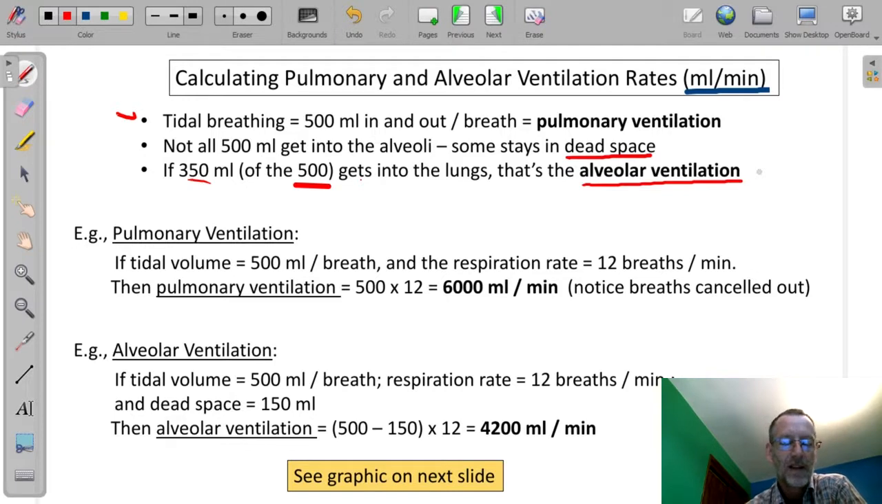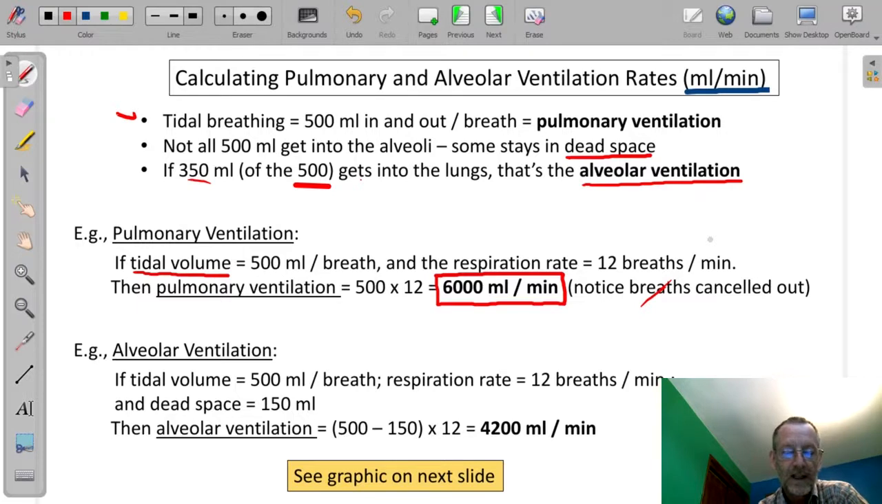So with each tidal breath, in this example, you inhale 500 mils, 350 of that is what actually gets into the alveoli. So the pulmonary ventilation rate is simply the tidal volume, how much air do you breathe in through the mouth per breath? Well, if it's 500 mils per breath and there are 12 breaths per minute, then it basically is just 12 times 500, and that is our pulmonary ventilation rate. When you set up the problem and you do it correctly, you'll notice that breaths cancel out. Pretty straightforward, not a lot to it.